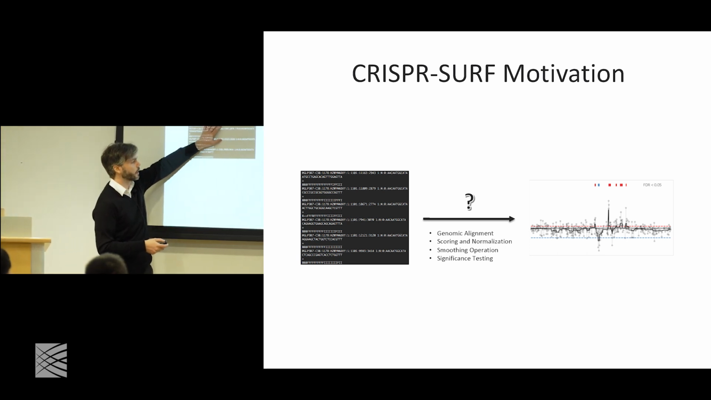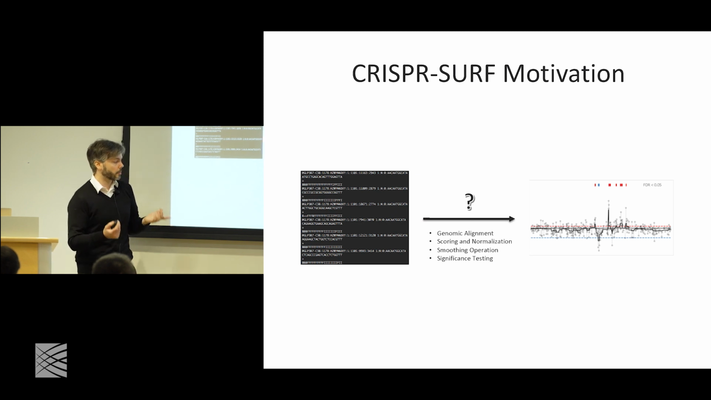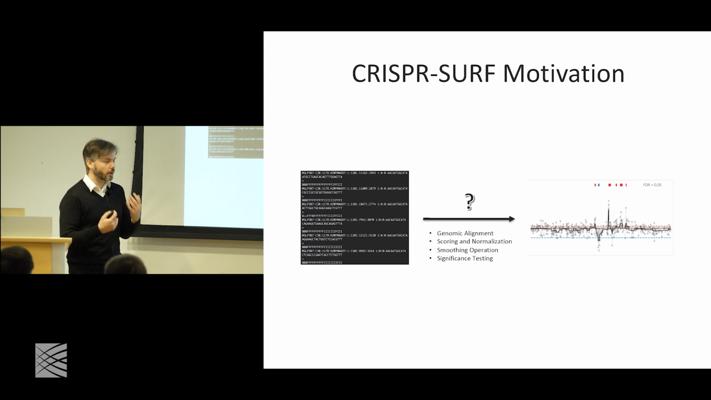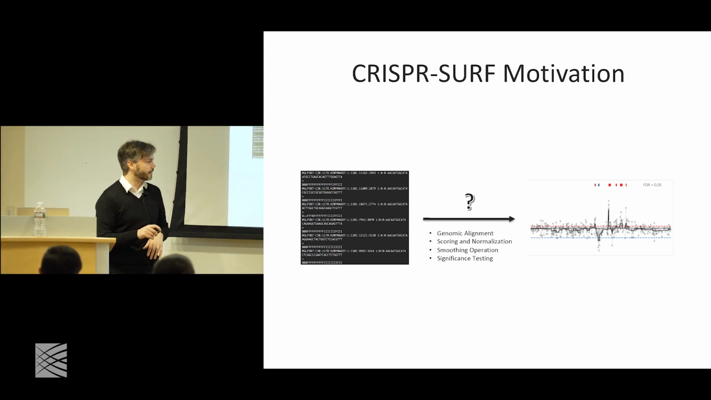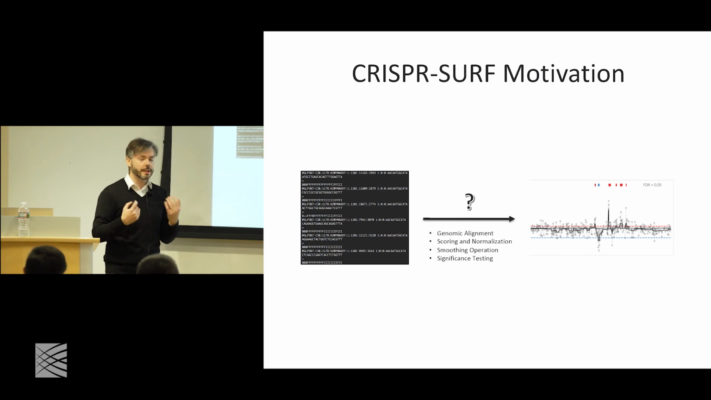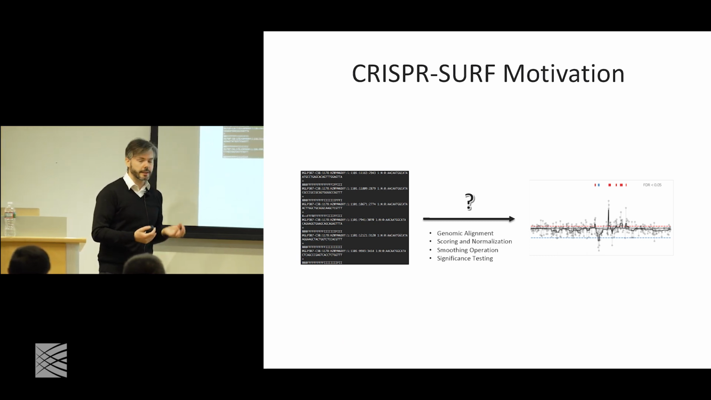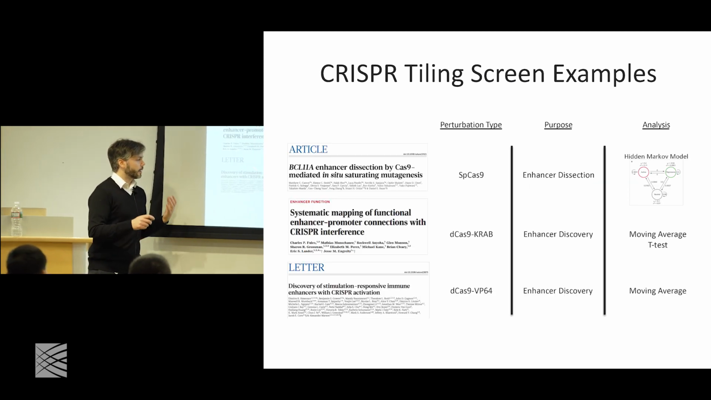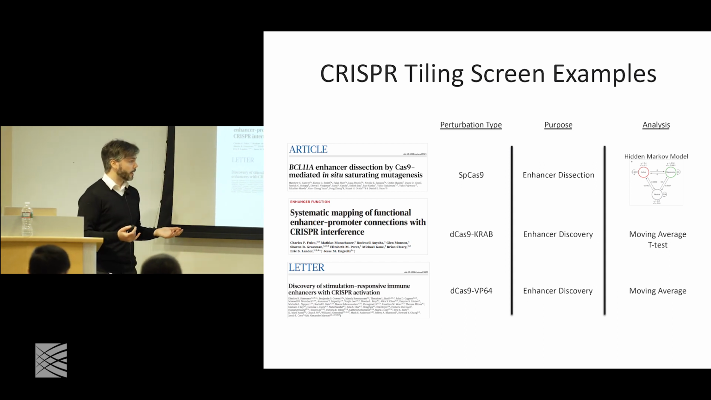The problem is that from here to there, there are a lot of decisions you have to make. You need to align, and those sequences are short. You need some kind of scoring and normalization. There are already some problems that you highlighted. And then how do we deal with the noise of the system, and how do we deal with the statistical testing? Actually, this method has already been adopted by many groups.